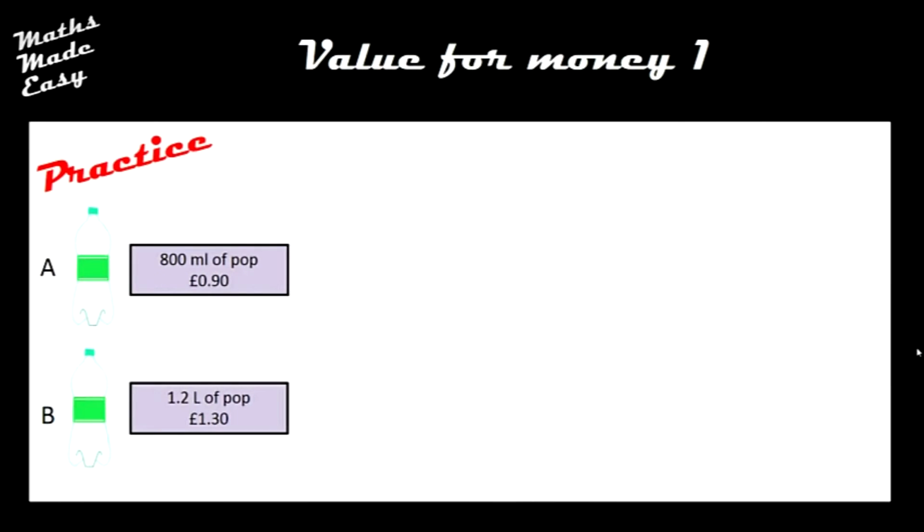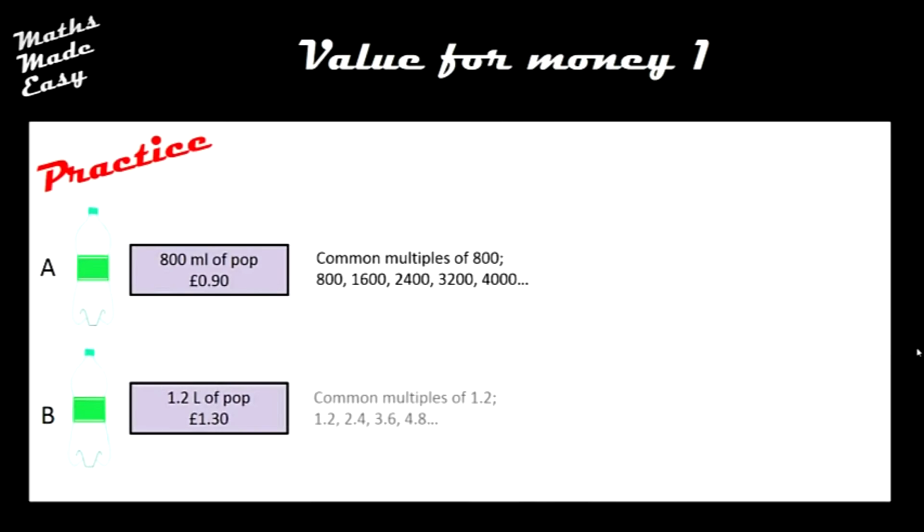Okay, now I said that this one was going to be a bit tricky, and we'll address that when we get to it. So first of all, let's start off with what we know. Common multiples of 800, and I've just written a few out there. Then I'm going to go common multiples of 1.2 litres, and hopefully at this point you've noticed where the problem is. In option A we're talking about millilitres. In option B we're talking about actual litres themselves. So that creates a problem because I don't really know how 1.2 compares to 800.